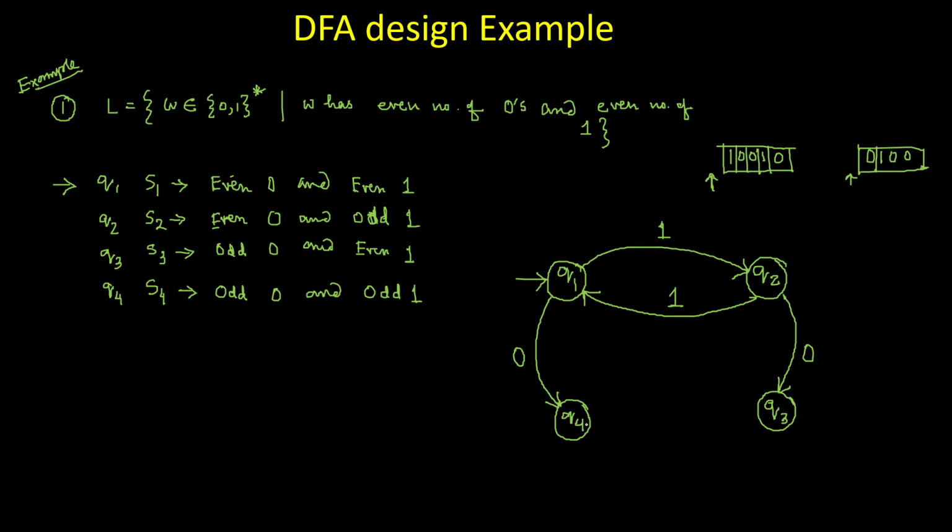Let's go for Q4 right now. You are in Q4, which means your state is odd 0 odd 1. And if you get a 0, it will become even 0 odd 1, like this. So if you are in Q4, you will go to Q2 because of a 0.